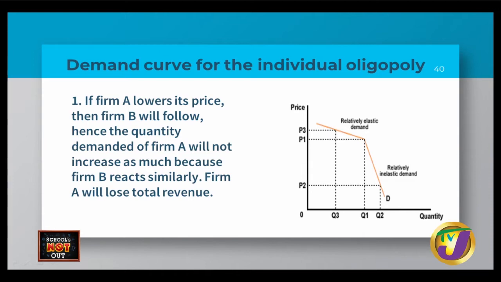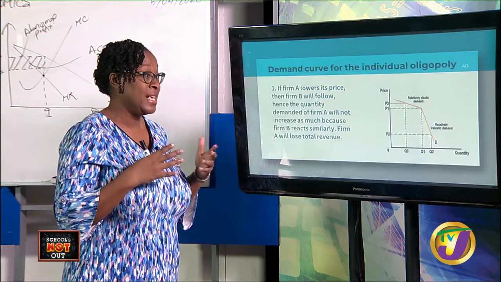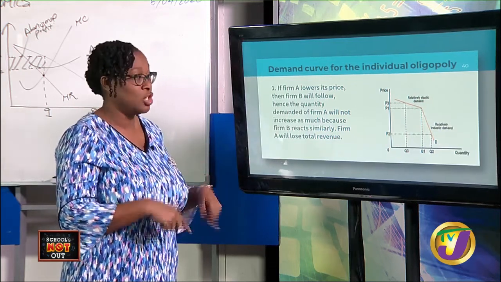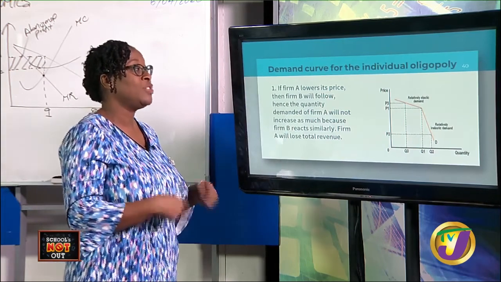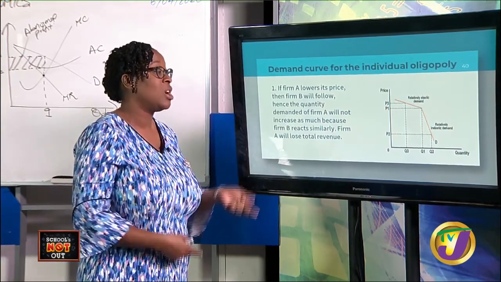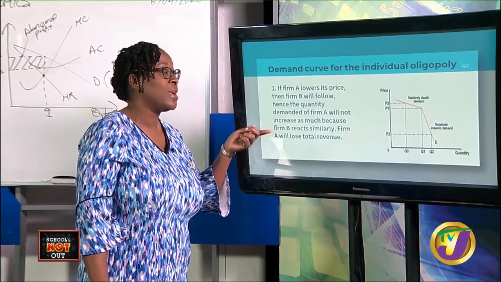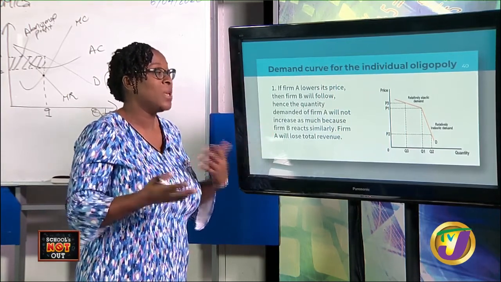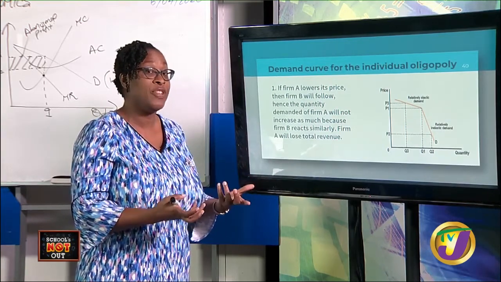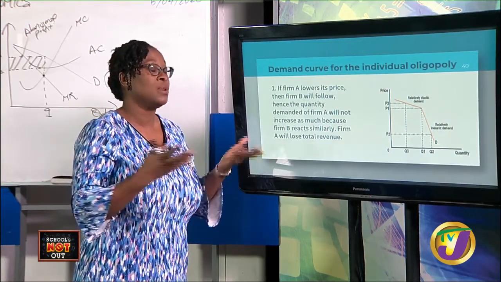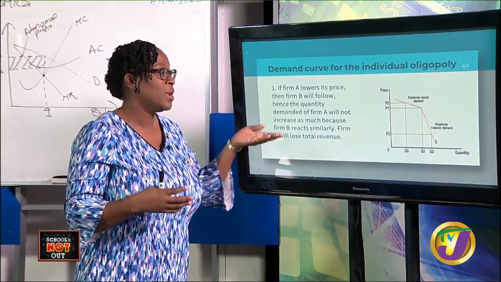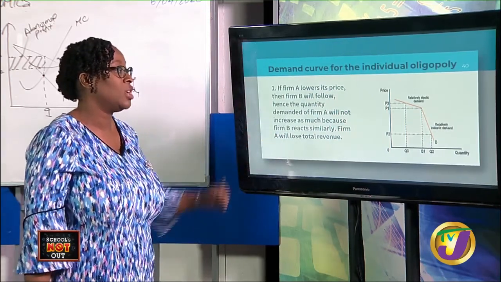But because, again, there is a watch and see, and I'm looking at you as my rival, you drop your price, I'm going to drop my price too. So the revenue that firm A wanted to make will not materialize because firm B is going to react similarly. And because the products are similar or just slightly differentiated, consumers, of course, benefit from the price decrease, but the firms will not get much in terms of total revenue.